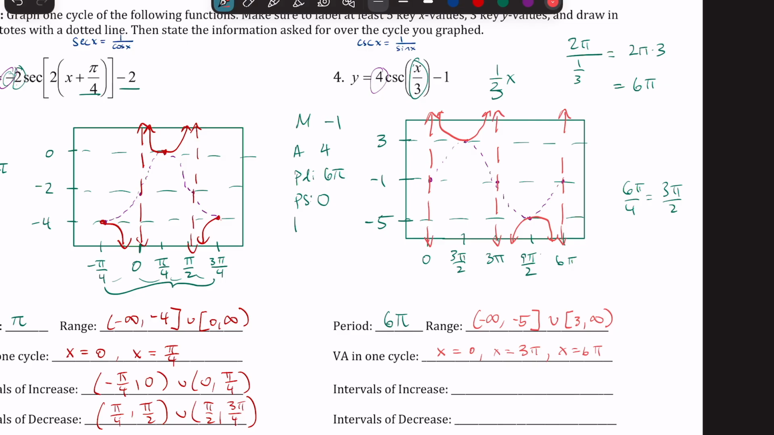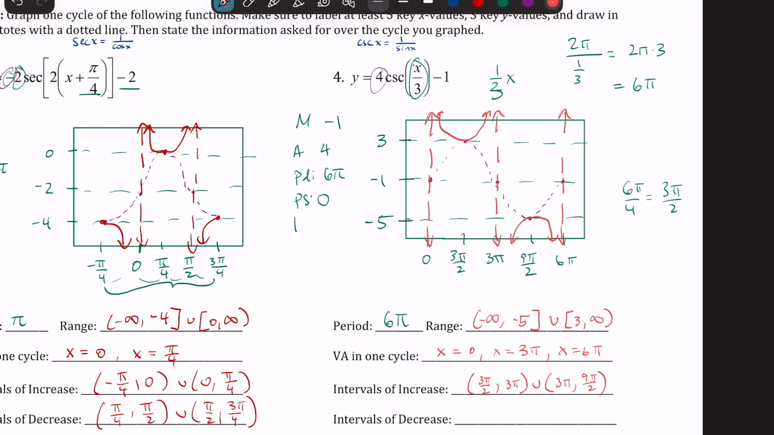Okay, intervals of increase. Well, we're increasing here to here and here to here. So that is from 3 pi over 2 to 3 pi, non-included, and 3 pi to 9 pi over 2. So write that in. I go from 3 pi over 2 to 3 pi, union, 9 pi over 2 is wrong. So I do 3 pi to 9 pi over 2. Woohoo!